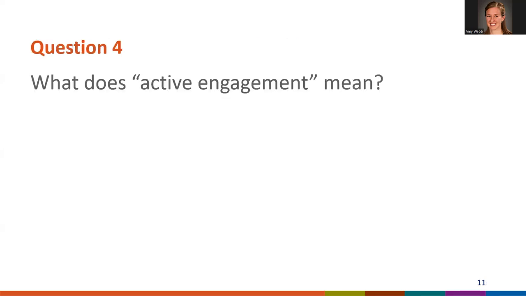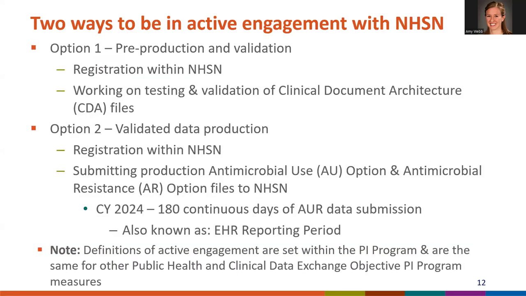First, let's talk about what active engagement means. So there are two ways to be in active engagement. The first, option one, is pre-production and validation. To start that option, you're going to complete the registration of intent within NHSN. That's a single screen that indicates that your facility will be submitting AUR data. We'll talk about that in a later slide. And edited here from the slide deck you have, you must be working on the testing and validation of the CDA files, so working towards the creation of those files during the calendar year of 2024.